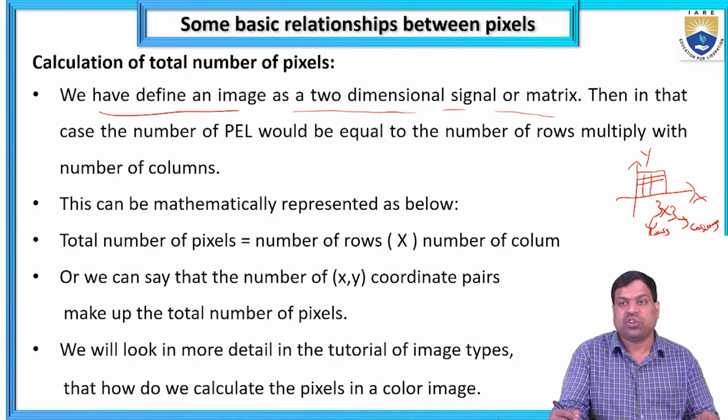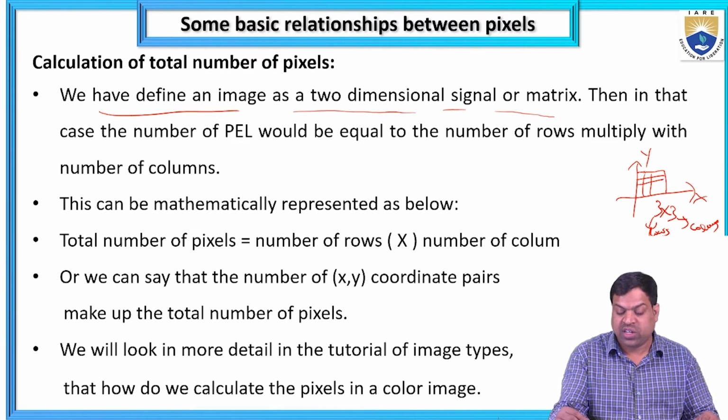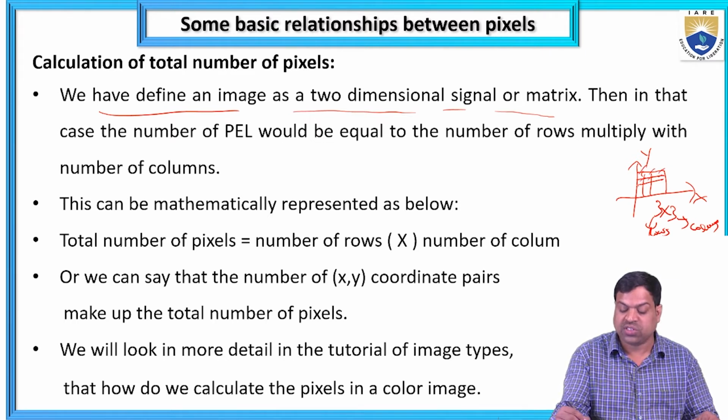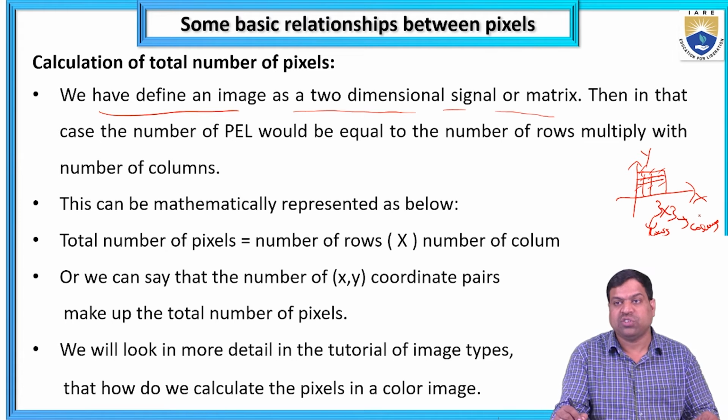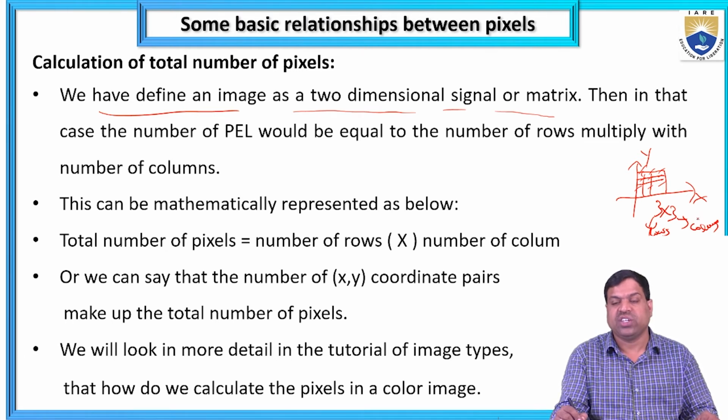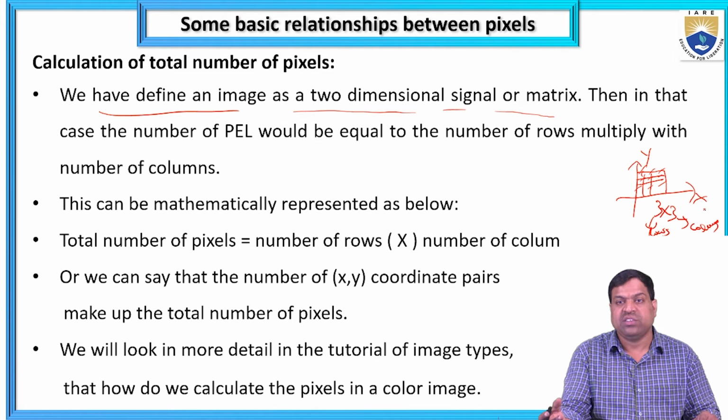Total number of pixels equals number of rows into number of columns. Here I am taking a 3 by 3 matrix, so 3 into 3 equals 9. So 1, 2, 3, 4, 5, 6, 7, 8, 9: 9 pixels are created. Or we can say that the number of x, y coordinate pairs makes up the total number of pixels. This is another way to calculate it.